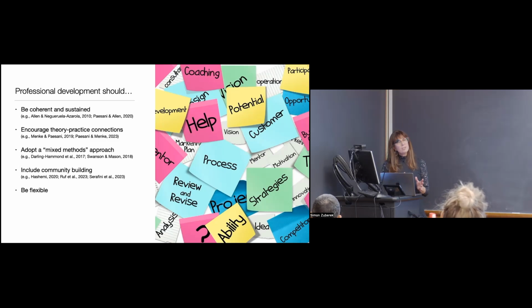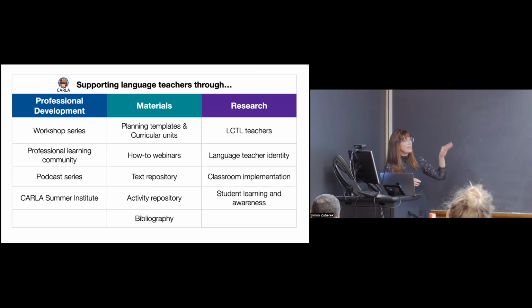So in response to these research findings and implications, we've been carrying out a number of activities at CARLA to support language educators wishing to teach for social justice through multiliteracies pedagogy. So I'm going to talk about 3 different types of supports that we've been working on. So the first strand is professional development, then materials, and then research.